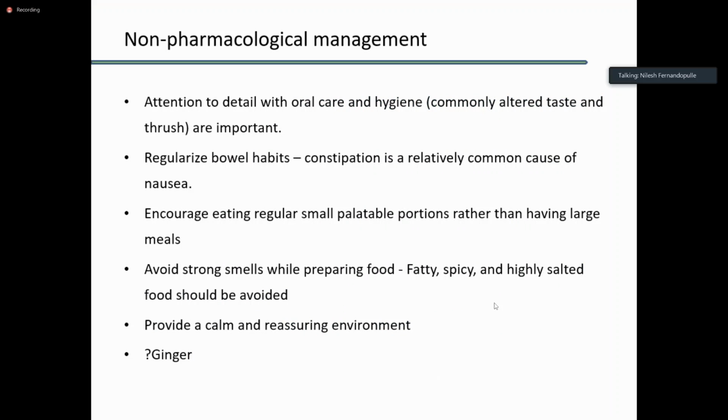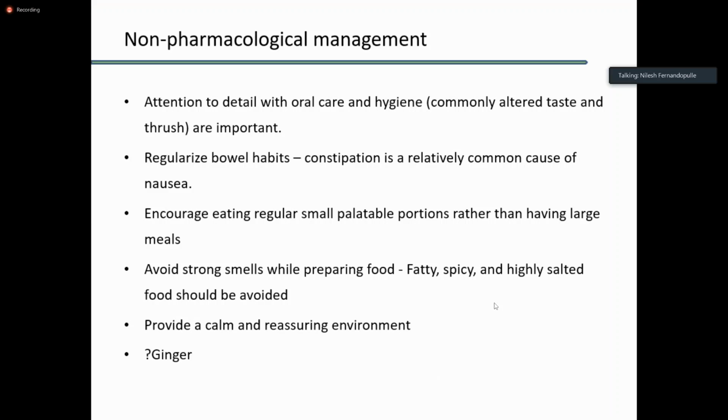Non-pharmacological management, they say always look at the mouth, see whether the oral hygiene is good, because bad oral hygiene itself can cause nausea, vomiting. And like I told you, see about the bowel habits. Any patient who comes with vomiting, ask them, are they constipated? If they are constipated, you need to relieve that obstruction down there. Otherwise, it will not get better. So ask about the bowel habits and try to correct it.